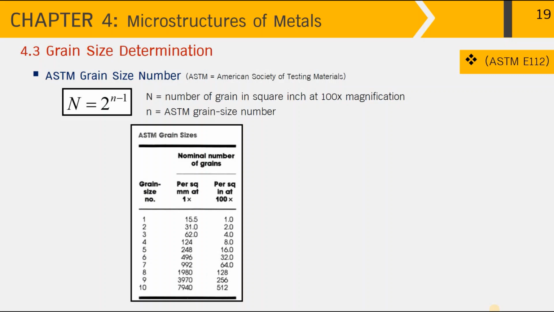Topic 4.3: Grain size determination. There are a number of techniques that can be applied for the determination of grain size, and that is to ensure that the mechanical properties of the metals can be predicted related to their grain size, and also it will be used as the guideline for quality assurance and also for product development.